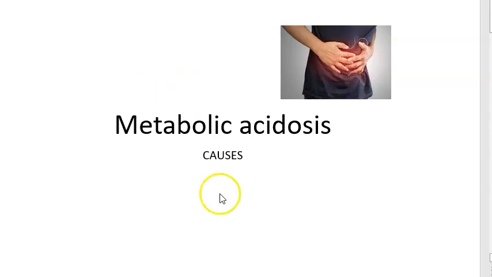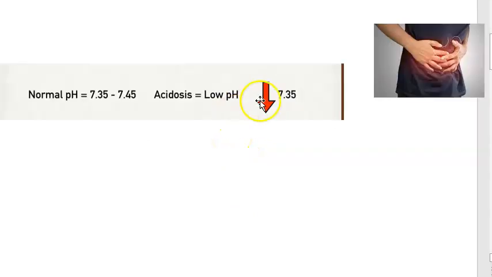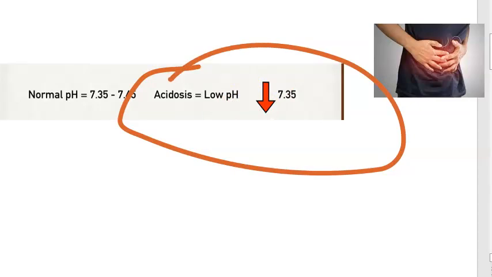Hello people, in this video let us look at all the causes of metabolic acidosis. Okay, the metabolic acidosis causes list we want to look at. First of all, what is acidosis? Acidosis means pH is lower than 7.35. That is acidosis. Now what is metabolic acidosis?